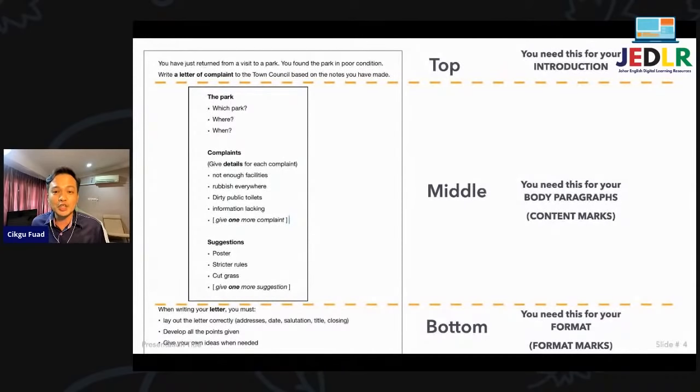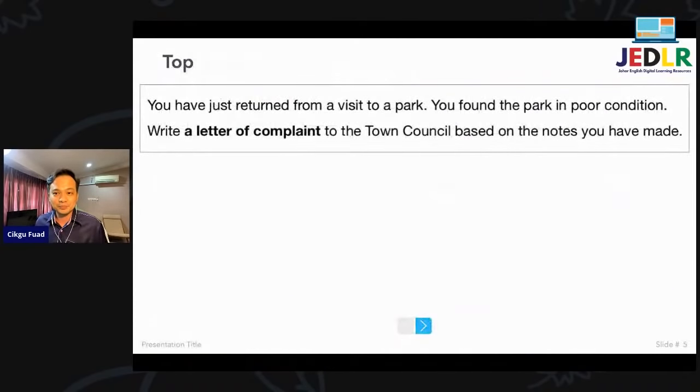Let me show you the top part first. Now, this is the top part. Let us read together. You have just returned from a visit to a park. You found the park in poor condition. Write a letter of complaint to the town council based on the notes you have made. So what should we do with this top part?